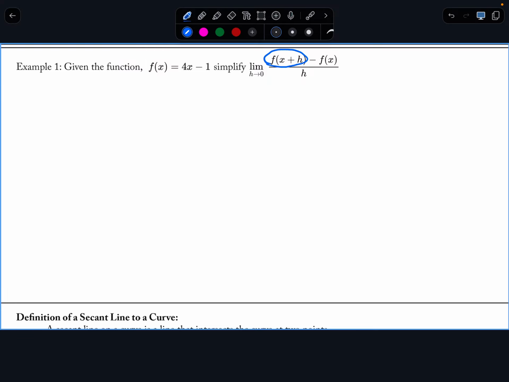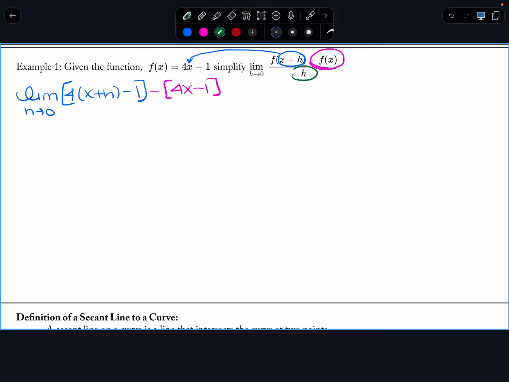I'm going to do my f of x plus h first. I'm going to take my x plus h and I'm going to plug it in for x. So limit as h approaches 0, 4 times x plus h minus 1. That gives me my first term. I'm subtracting off f of x. I'm subtracting off 4x minus 1. And I'm dividing everybody by h.